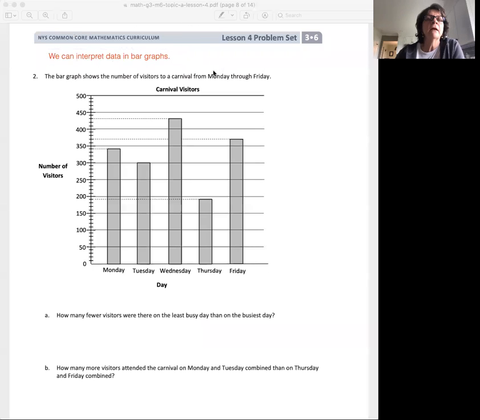Okay, remember every graph has a title. So this is talking to us about carnival visitors. And I'm gonna make that line a little bit thicker, I think. Okay, and the scale talks about the number of visitors. And remember, this is the y-axis. And down here we have the x-axis. And on the x-axis, you will find the days of the week. Okay, so these are your labels.